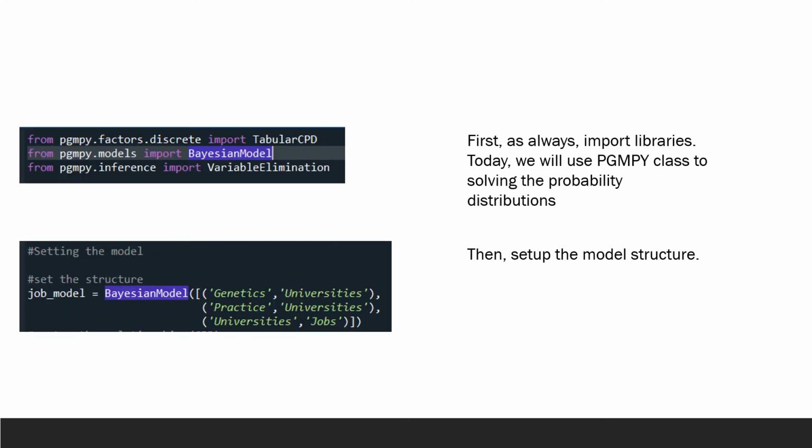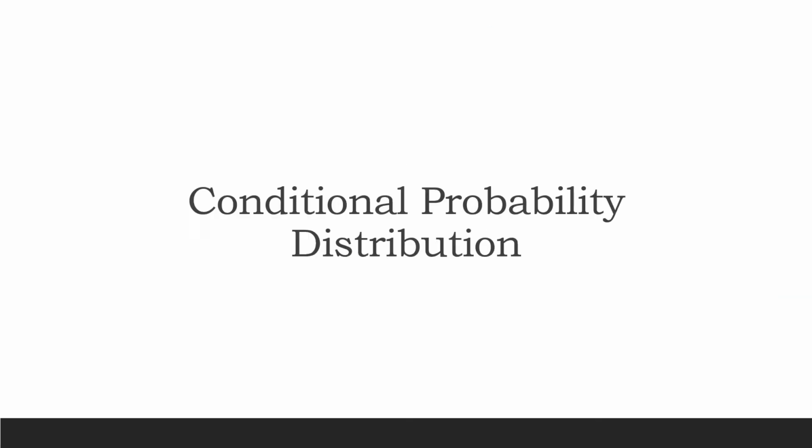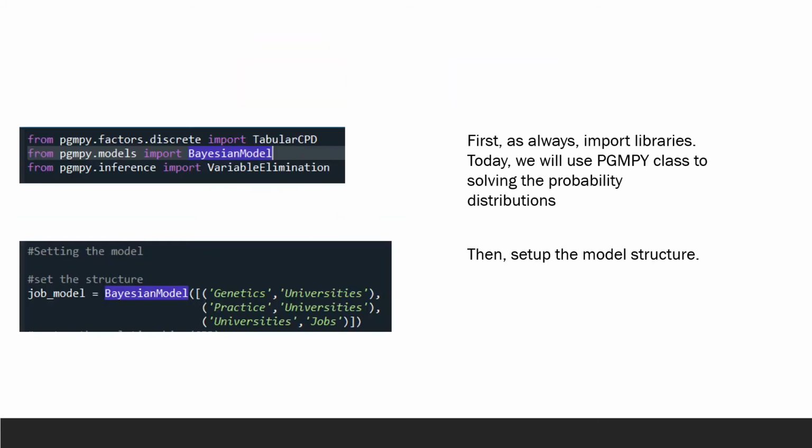Again, we use Python to find the conditional probability distribution. Okay, and first, as always, we import libraries. Today we will use the pgmpy library to solve the probability distribution. If you want to use pgmpy, you have to install it first by calling pip install pgmpy.